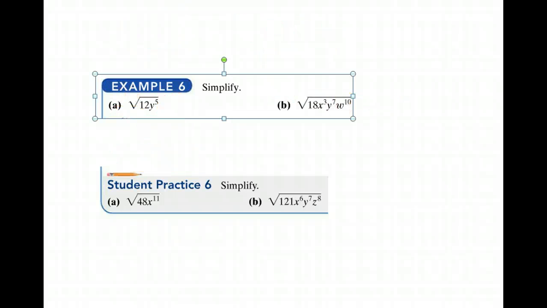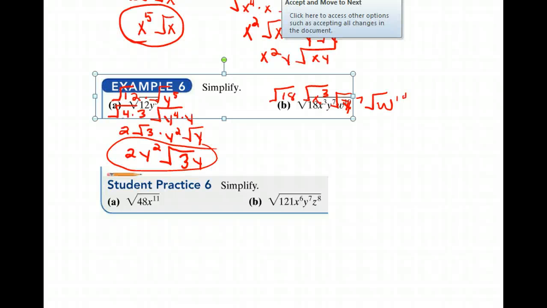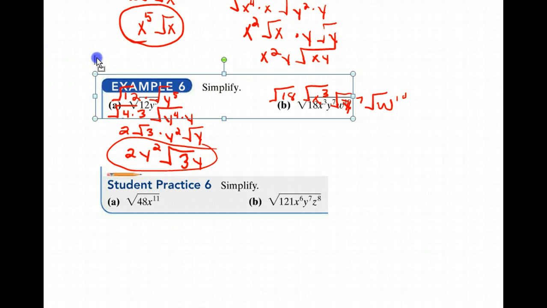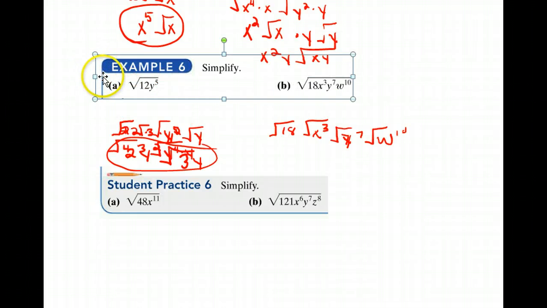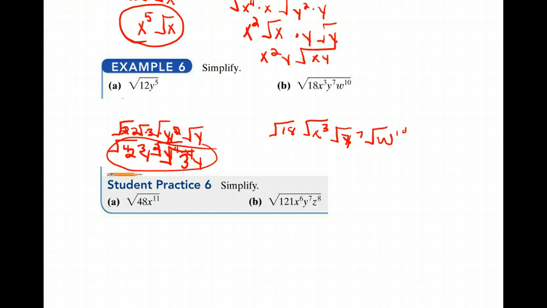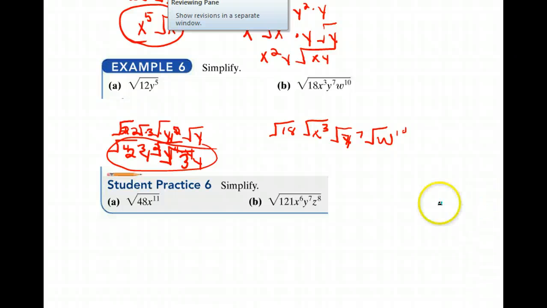Let me get back to my review screen here. Move my object back up. Give me some room here. Okay, should be back, good to go now.